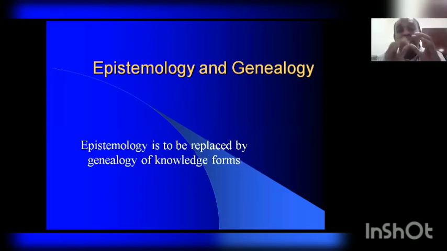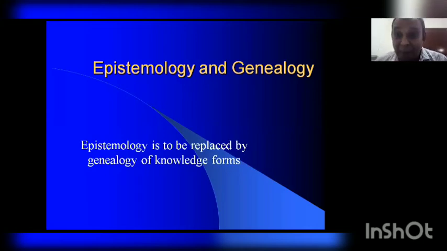Okay, so the reason is this: epistemology, that is truth, or understanding of truth, or understanding of our beliefs, and the justification of truth and belief, all these things are subjected to genealogy of knowledge forms. Louis Gates, Signifying Monkey. If you happen to read that phenomenal book by an Afro-American writer, you will understand what I mean by this genealogy of knowledge forms.